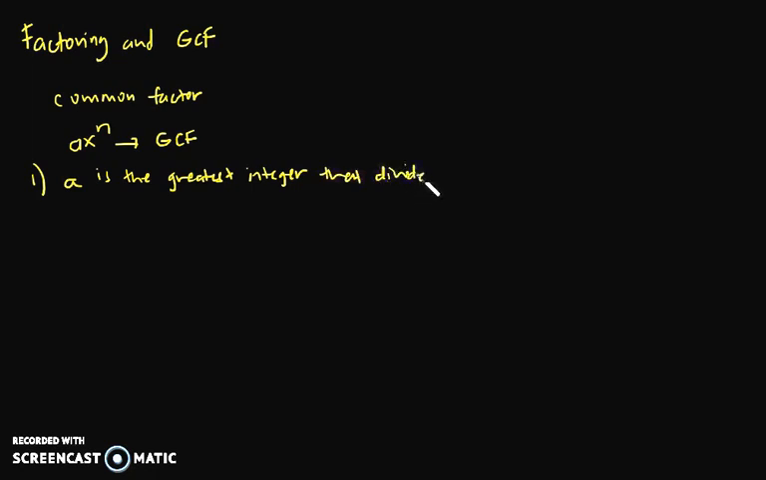So thus the term ax raised to n is the GCF of a polynomial if, number 1, a is the greatest integer that divides each of the coefficients of the polynomial.